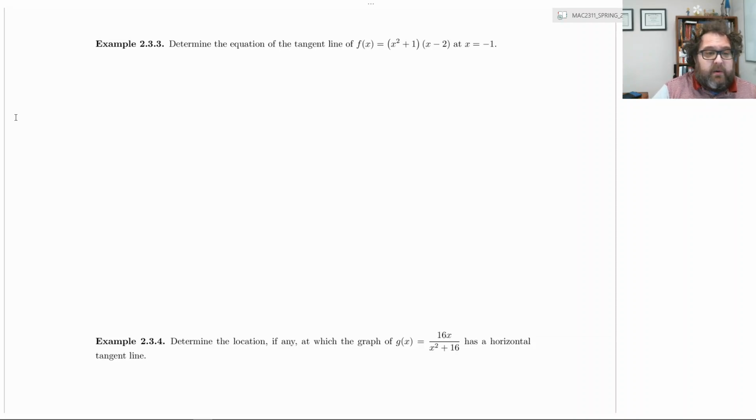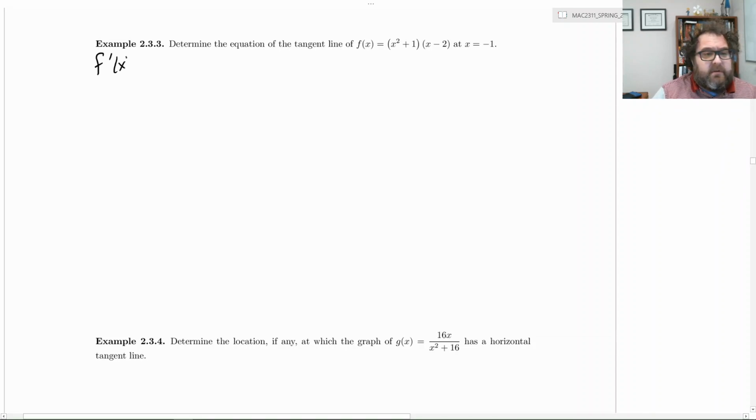So let's see. We first need to find f prime, because remember, we have a couple step process here. We first need to find the derivative and then evaluate the derivative at x equals negative 1. That'll give us the slope at x equals negative 1. Once we have a slope, then we can use point slope form to write the equation of the tangent line.